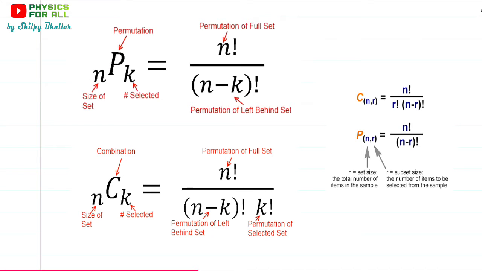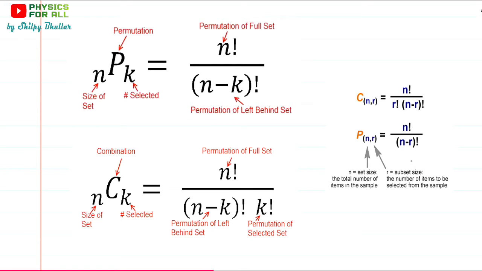Then n is the total number of objects, mutually distinguishable objects. Then k is the number of objects that we have selected. So sometimes we go for n and k, and sometimes we go for n and r. But n always stands for the total number of items in the sample, whatsoever the sample is of. And whether you talk of k or r, it is the subset, basically the number of items which you are selecting from the sample, which you are taking out.